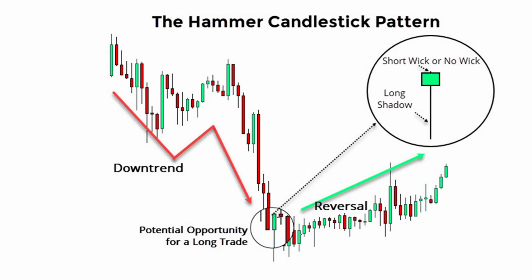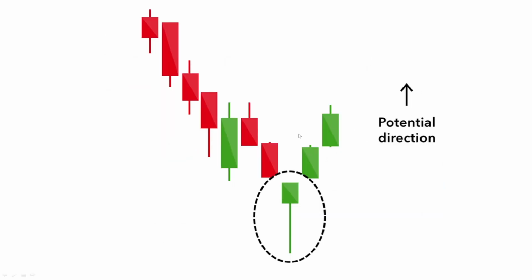price. What this essentially looks like is the pattern forms a hammer-shaped candlestick, in which the lower shadow is at least twice the size of the real body. Let's break this down really quick. Here we have a very obvious example.